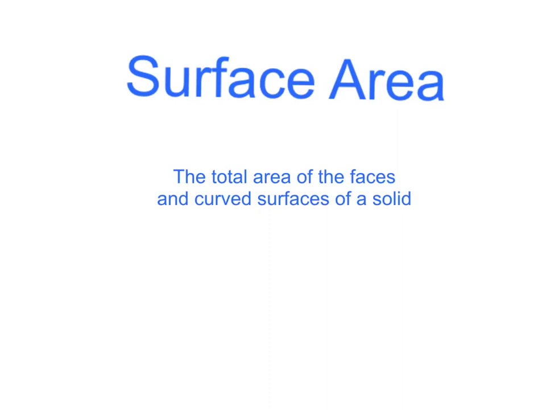Surface area is given in 2 dimensions, such as inches squared or square meters. Because we're talking about surfaces, we're talking about the flat surfaces. It's not a 3-dimensional thing, even though we're finding the surface area of a 3-dimensional figure.